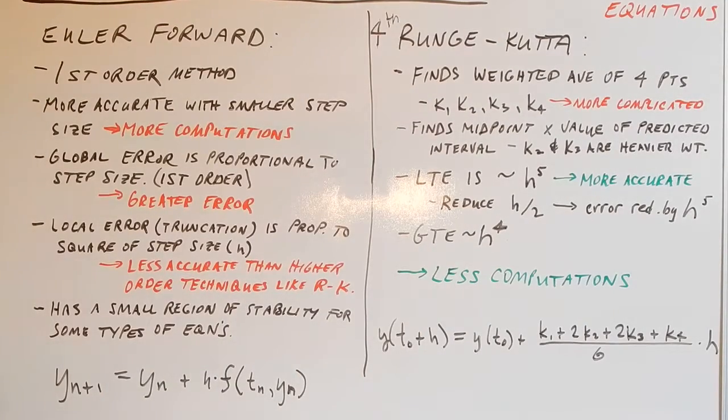So to summarize, the Euler forward method, more computations and much greater error, and can be unstable for more types of equations. And the Runge Kutta method is more complicated, but that's really not much of an issue in my opinion, and it's more accurate and you have less computations.